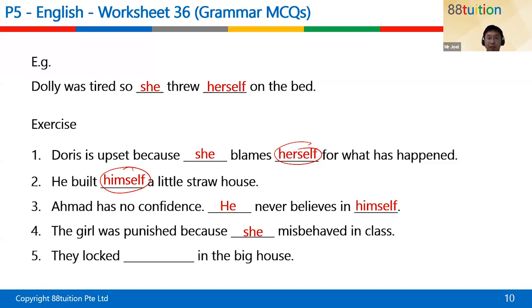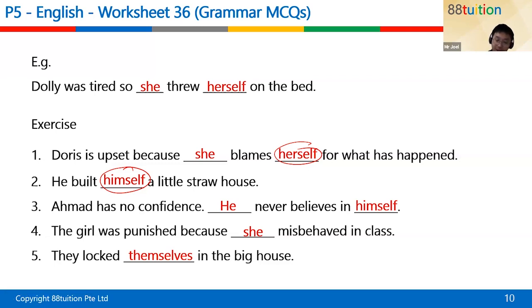They locked themselves. Oh, it's not themselves, Regina. It's themselves. Oh, it's not they locked him or her. Like, we're supposed to reflect back on the subject. So they, if you do a reflexive, it's themselves. Yes, Jerusha, Marco, and Emma, you're correct. They locked themselves in the big house.